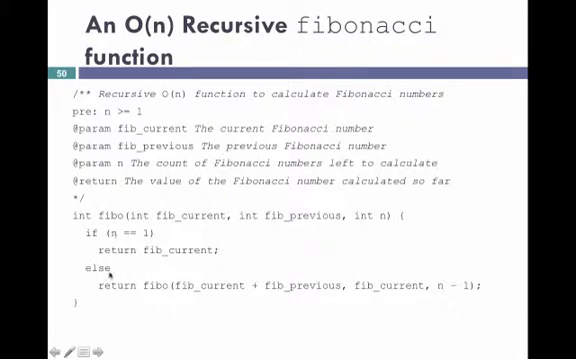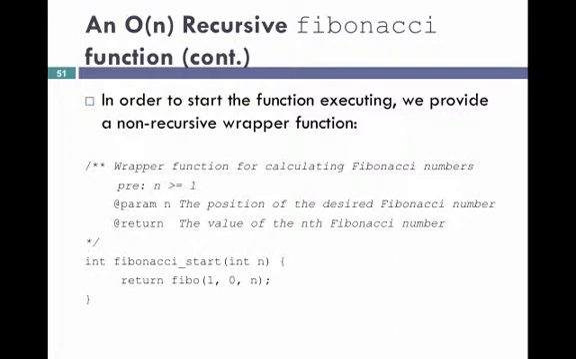So let's look at the actual definition. The base case: if n equals 1, then we return fib current. Otherwise, we return the result of a recursive call where we pass in fib current plus fib previous, fib current as the second parameter, and n minus 1. In order to start the function executing, we have to provide a non-recursive wrapper function. So Fibonacci start, passing in int n, we return the Fibonacci with the parameters 1, 0, and n. And this initializes our current and previous correctly.